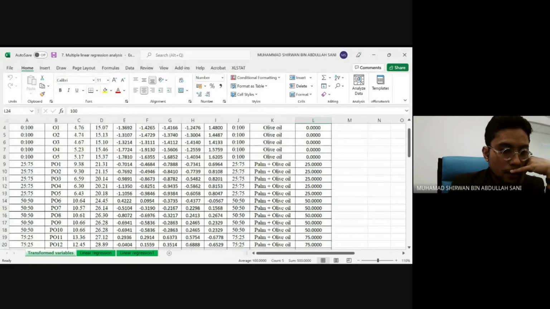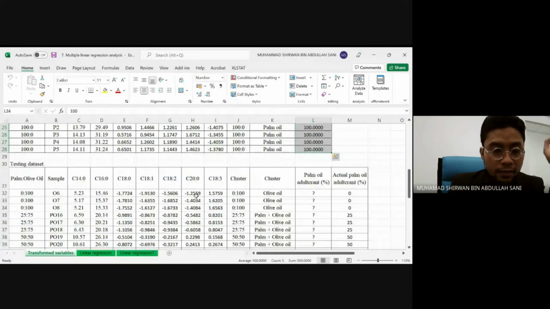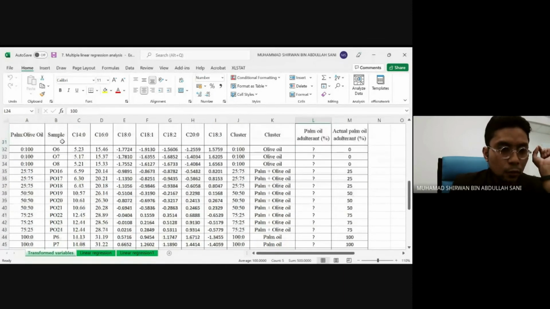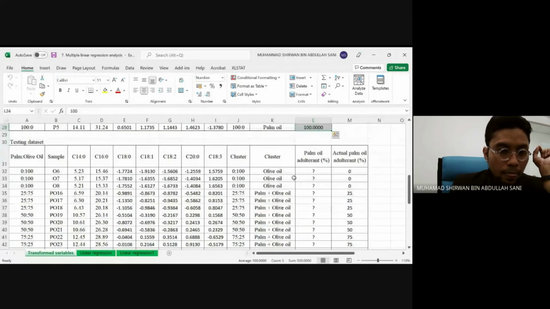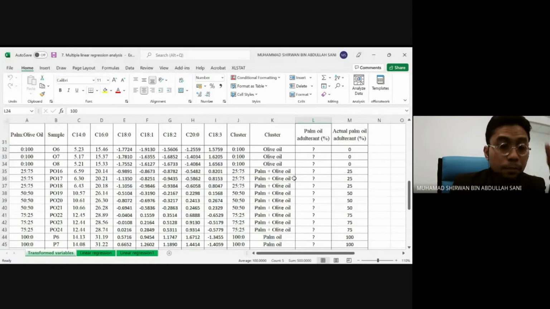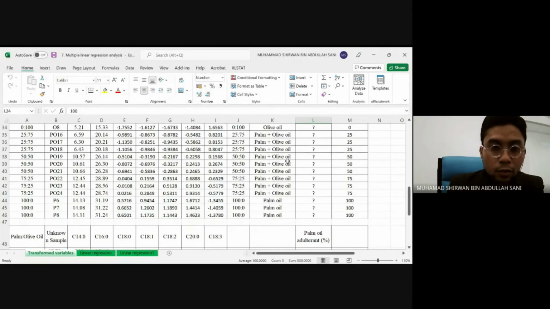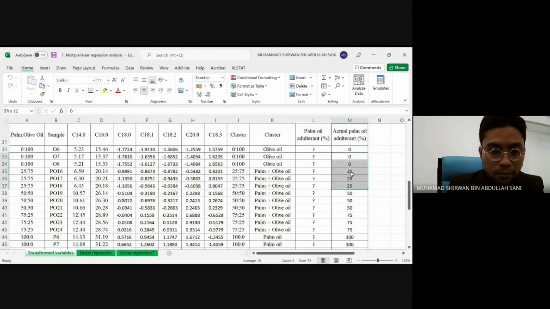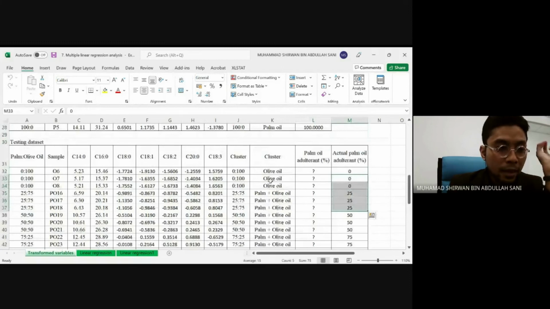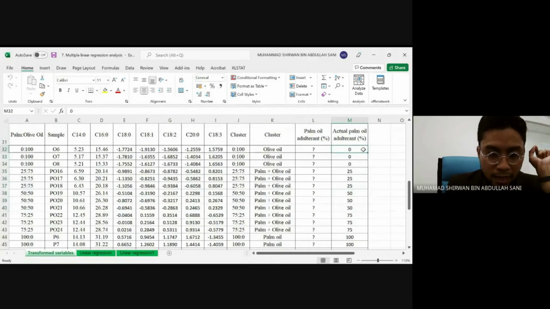And underneath that training data set, there is a testing data set. In this case, we prepare a mixture of palm oil and olive oil of which we already know the concentration. Kita dah tahu pun sebenarnya. We just want to check the ability of the model. Could it predict 0% palm oil here, really 0%? Or how much is it? And then we can compare later. And then 25%, is it 25%?